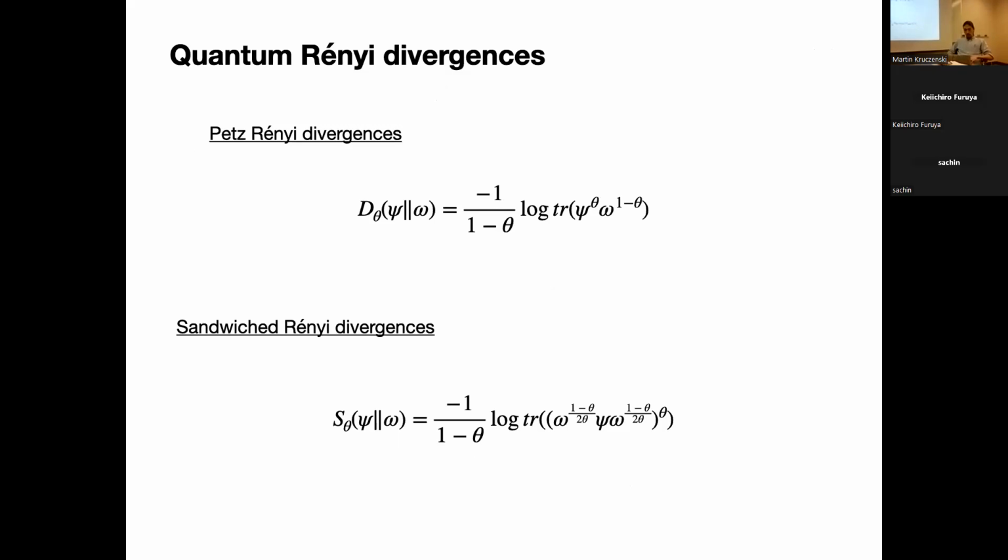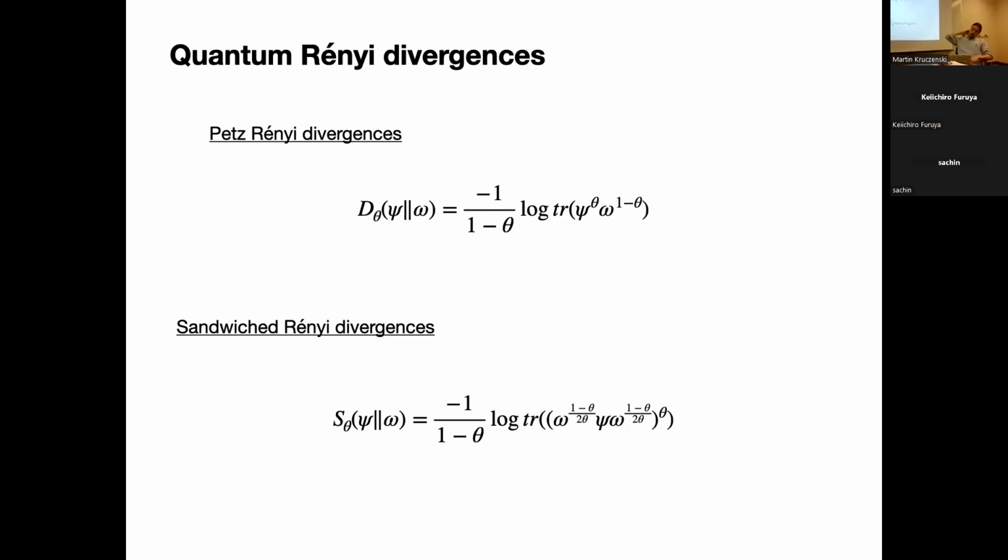And there are one-parameter generalizations of relative entropy. One is called Petz Rényi divergences. The other is called sandwich Rényi divergences. Both of them give you relative entropy when taking theta to 1. So these are the two Rényi divergences.